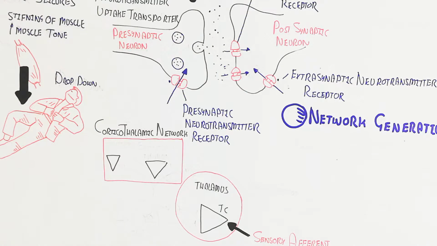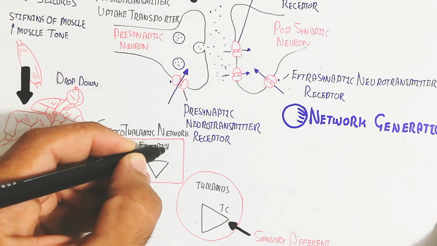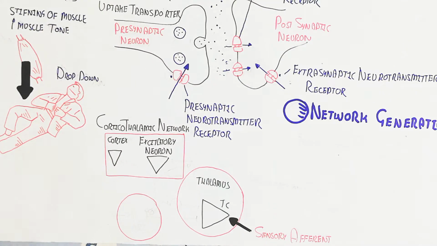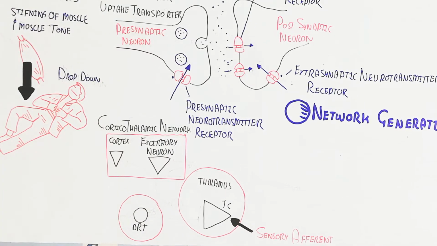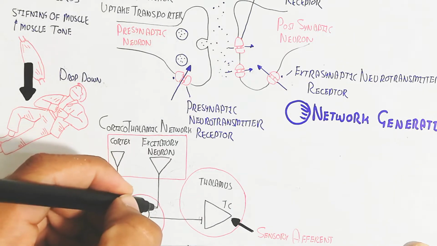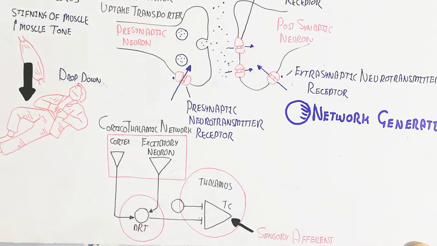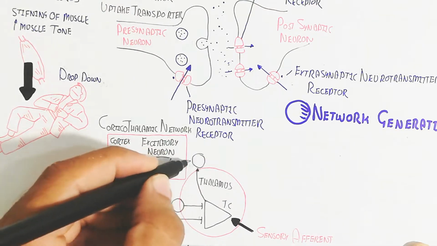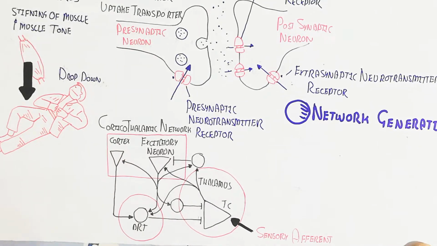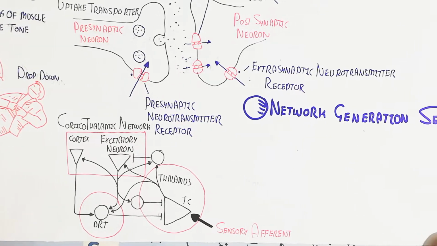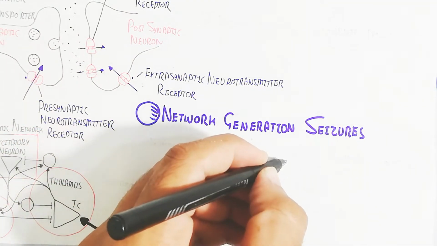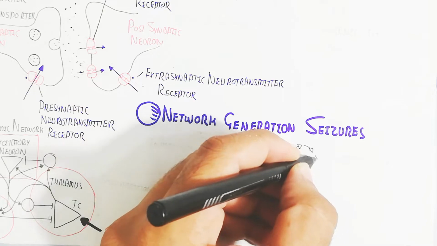So here is the corticothalamic network, which contains the cortex, thalamus, and NRT. This is the excitatory neuron, also present here in the sensory afferent we receive to excite, and the thalamus involves the inhibitory neuron to inhibit, leading the excitatory neuron to stimulate the NRT, while the NRT will inhibit the sensory afferent. And in this way, the inhibitory neuron and excitatory neuron work as a circuit for the inhibition and stimulation, the consciousness. So the network generation of the seizure we will discuss here.